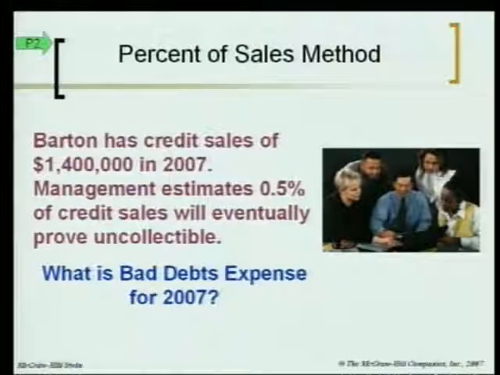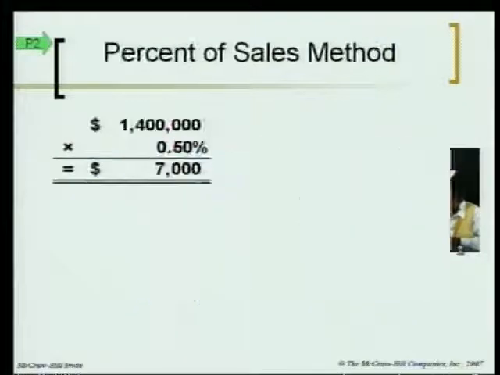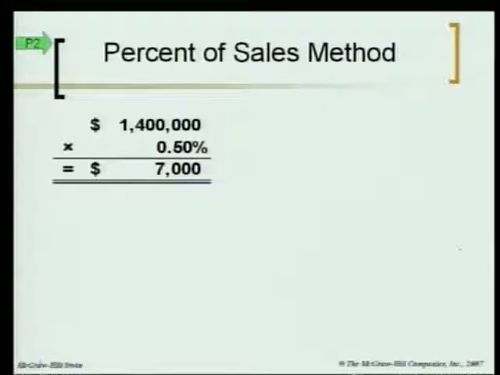Barton has credit sales of $1.4 million in 2007. Management estimates that 0.5% of credit sales will eventually prove uncollectible. What is bad debt expense? Well, what is 0.5% of 1.4 million? Well, 0.5% of 1.4 million is 7,000. Now, if you punch that into your calculator, that's actually going to be 0.005, not 0.05. That would be 5%. This is 0.005 times 1.4 million equals 7,000.